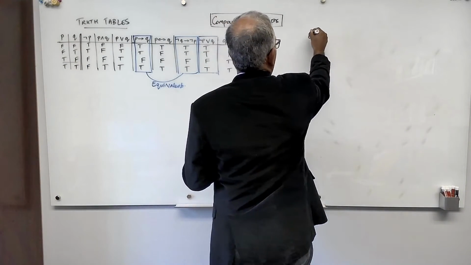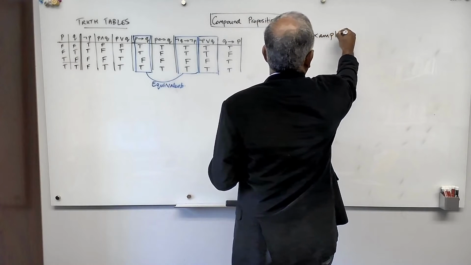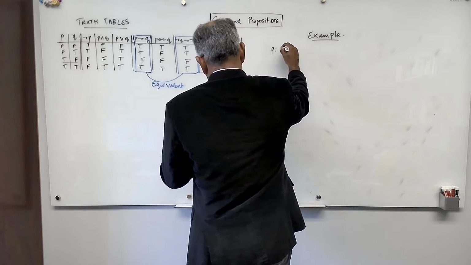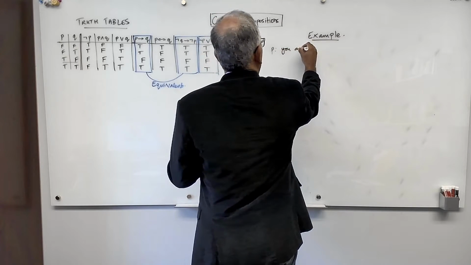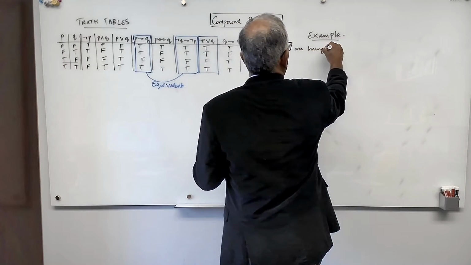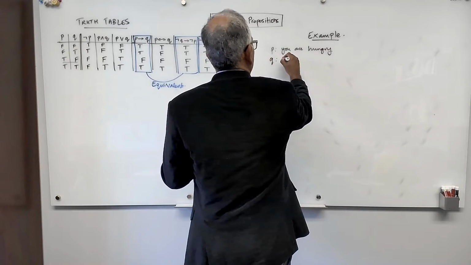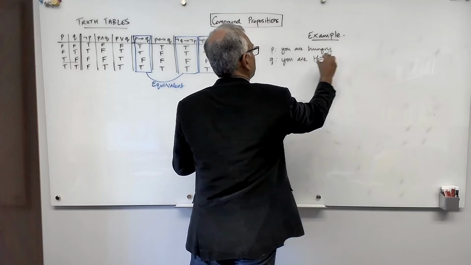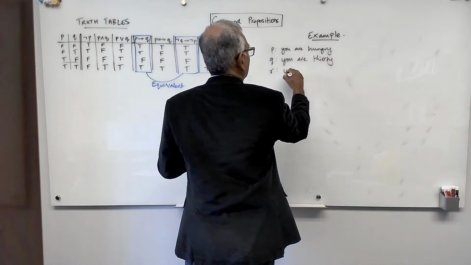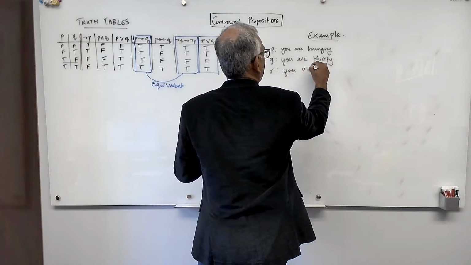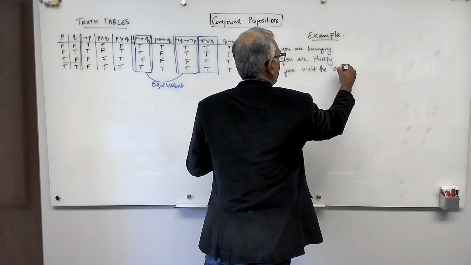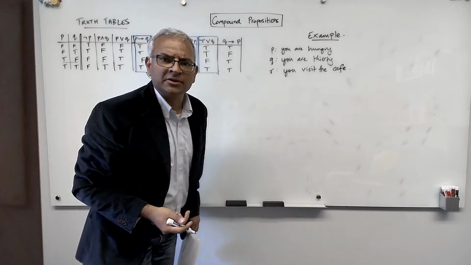So, example. Okay, so let's define some statements. P: you are hungry. Q: you are thirsty. R: you visit the cafe. Or if you're in school, you visit the cafeteria.